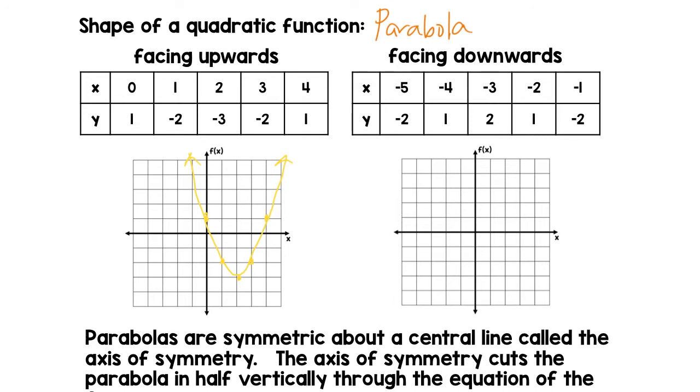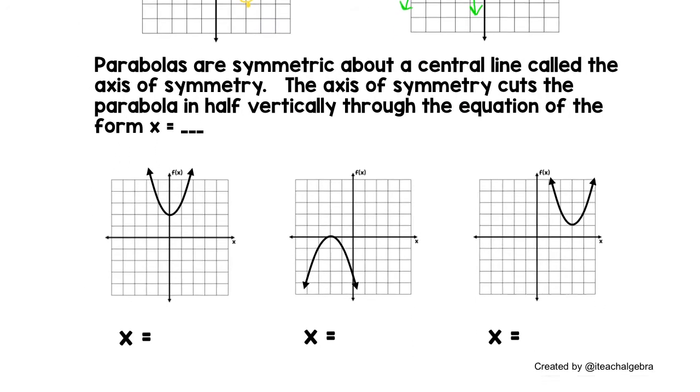We can also face downwards. Let's try that one out. Negative 5, negative 2, negative 4, 1, negative 3, 2, negative 2, 1, negative 1, negative 2. So that one is going to look like this, where it's like a hill, like an umbrella. If the opening is down, it faces downwards. So these are the two options for what a parabola can look like, facing up or facing down.